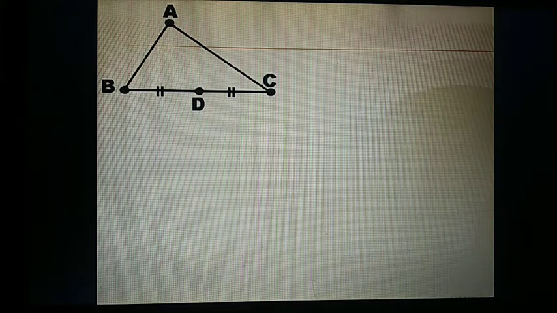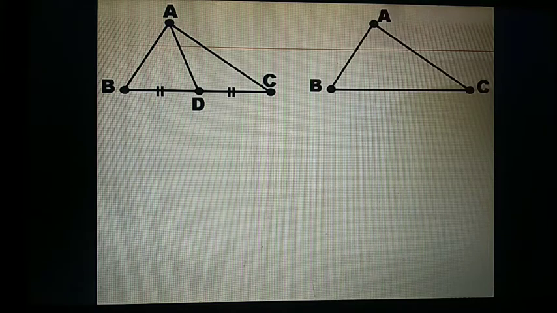To draw the median, we will find out the midpoint of BC. Let it be D. Here, as D is the midpoint, BD and DC are both equal. Now, you will join AD. As A is joined to the midpoint of the opposite side, AD is the median.